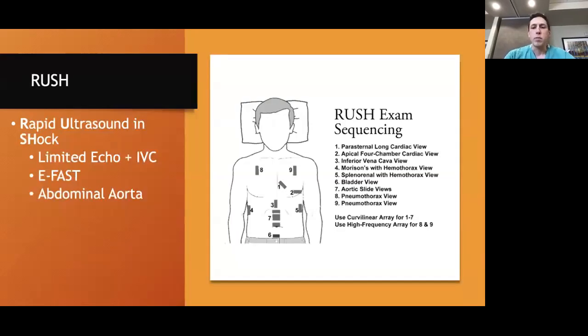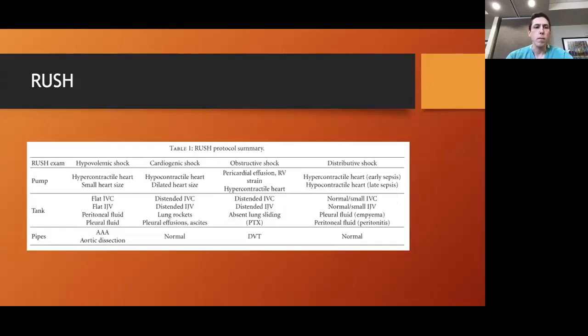So echo has been utilized for shock diagnosis and management. The RUS protocol is one method that has been around since the late 2000s, and it stands for the Rapid Ultrasound and Shock Exam, and involves performing a limited echo, an IVC exam, an extended FAST exam, and an abdominal aorta exam. The protocol uses these modalities to qualitatively evaluate the status of the pump, the tank, and the pipes to help establish an etiology of your patient's shock.